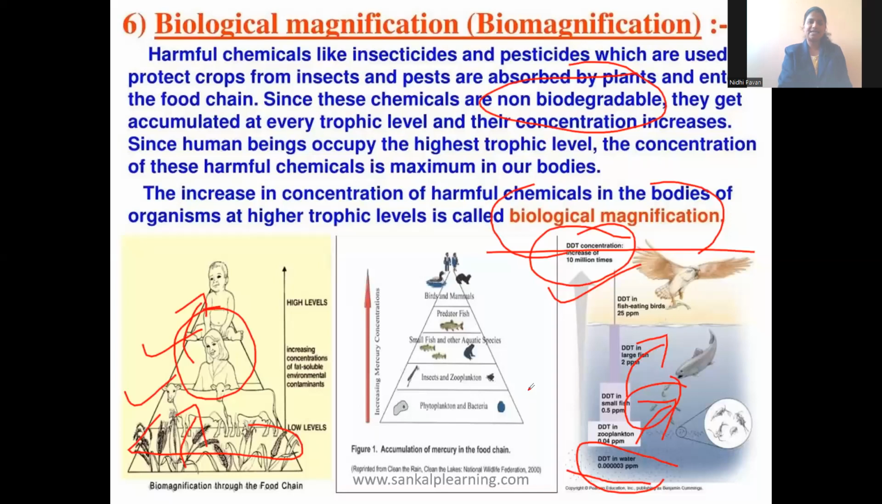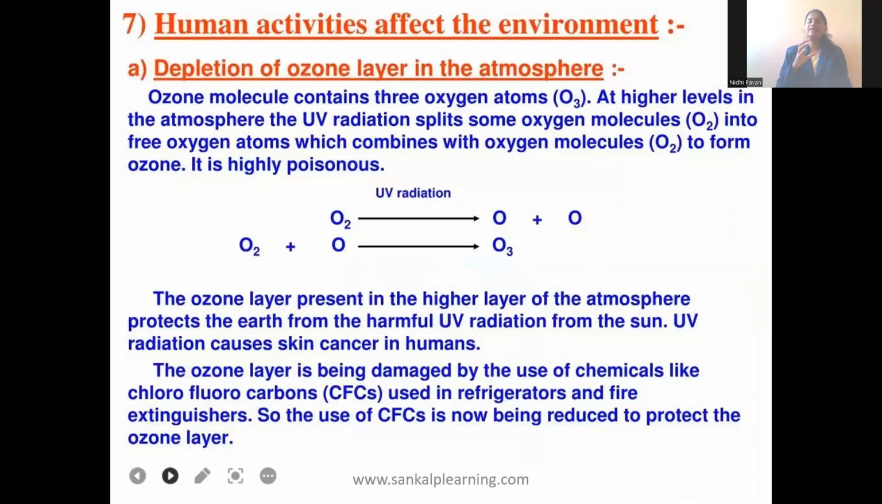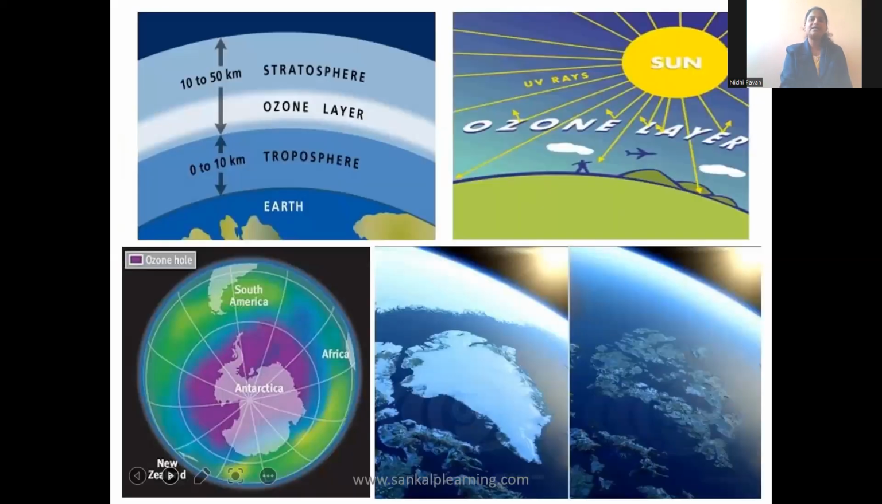So as you can see the screen over here, the next slide: human activity or human intervention in the environment. The first one is depletion of the ozone layer. We know that the ozone layer is present in the stratosphere, which is around 50 to 60 kilometers from the earth, between the stratosphere and the troposphere. The ozone layer protects us from harmful UV rays coming from the sunlight.